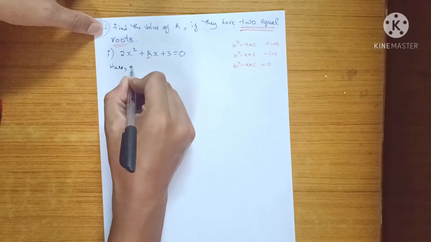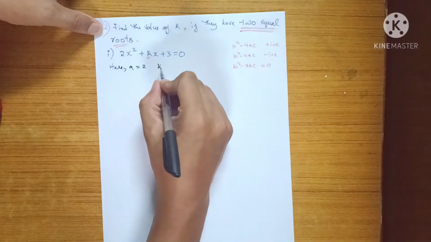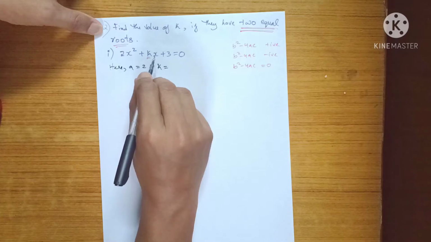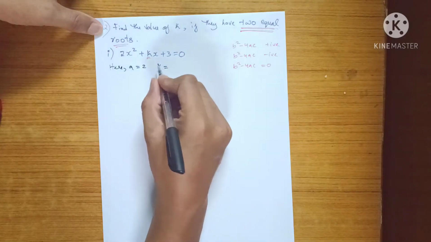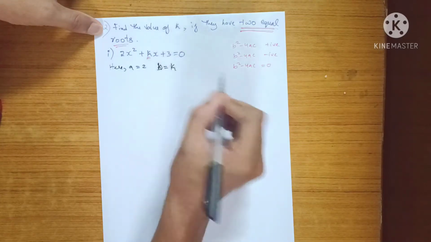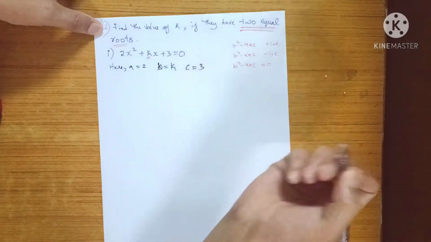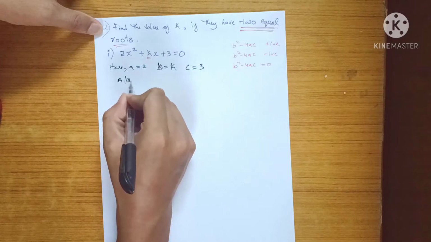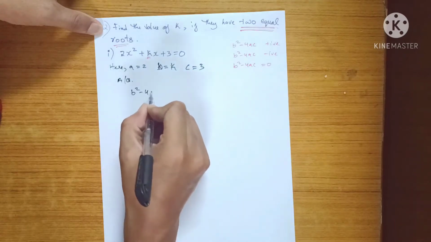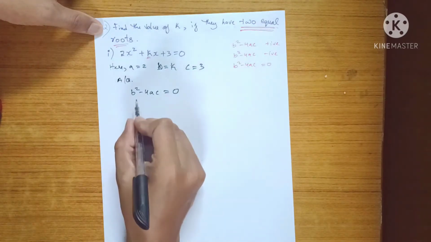So let's do here a equal to 2. Whatever is attached with x is b, so b equal to k. Now a is 2, whatever is attached with x square. C is 3, the constant. According to the question, b square minus 4ac equals 0.